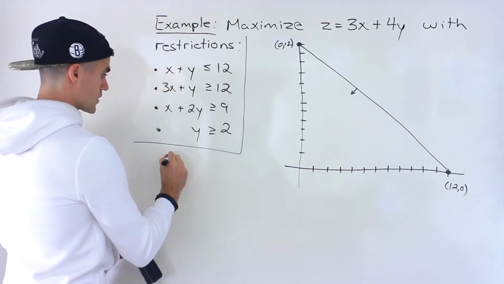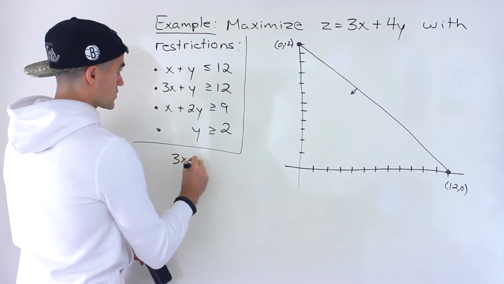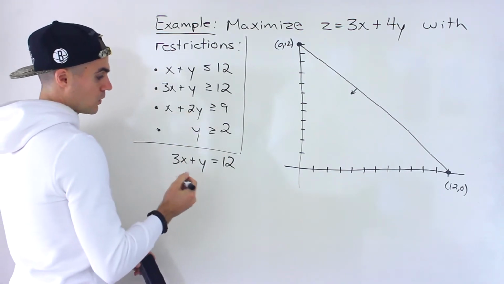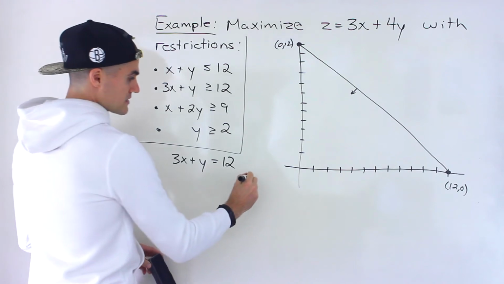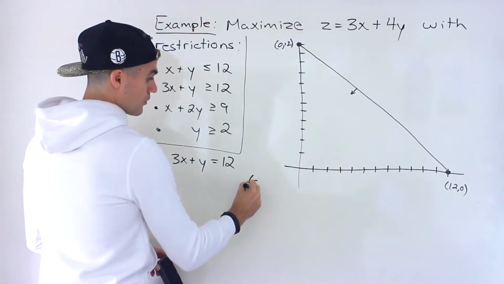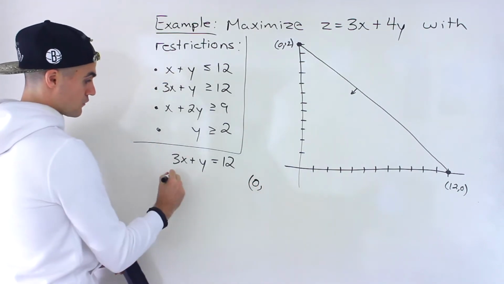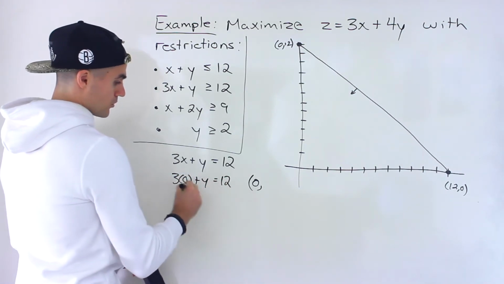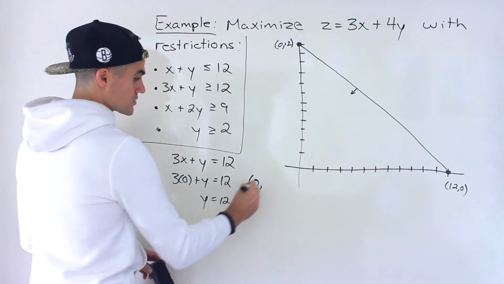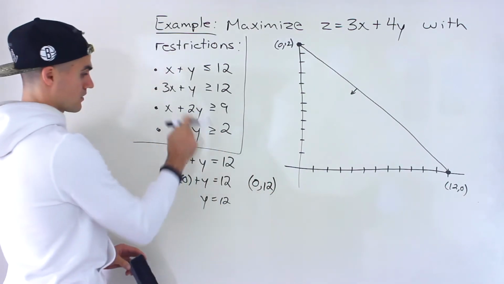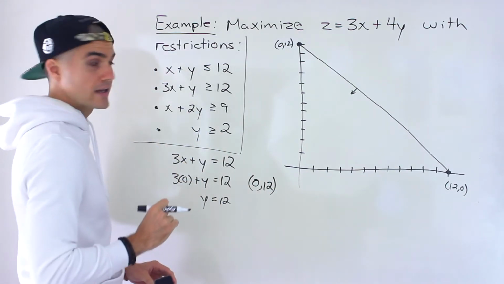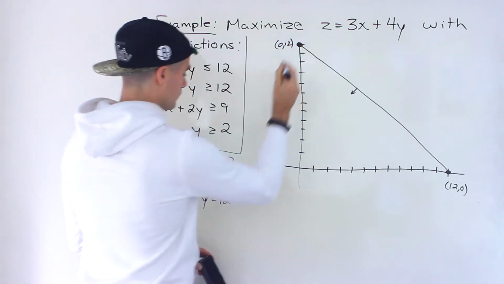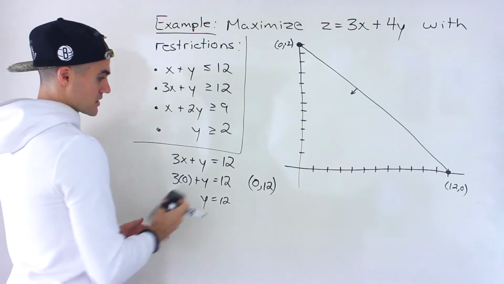Now the second restriction, 3x plus y, again, I'm going to make it equal to 12 first, and then I'll deal with the inequality after. So let's find the y-intercept first. Plugging in 0 for x, notice we'd end up with y equaling 12. So this line here, 3x plus y is equal to 12, actually has the same y-intercept as the first line, so 0 and 12. But the x-intercept is going to be different.